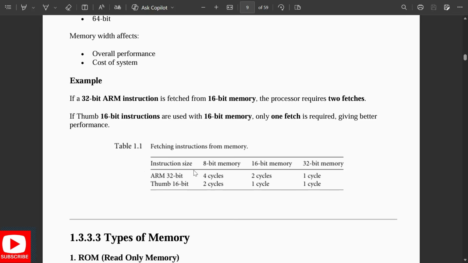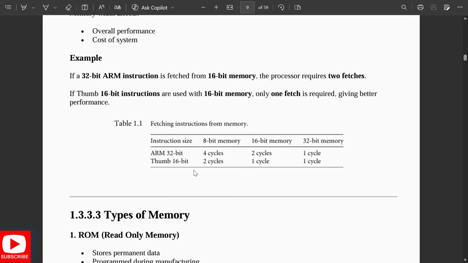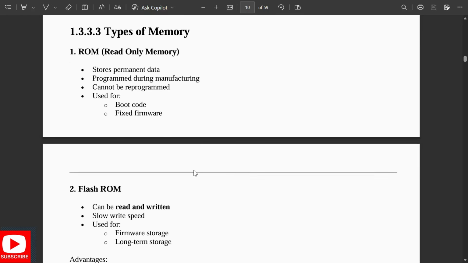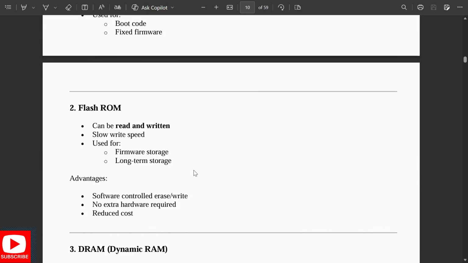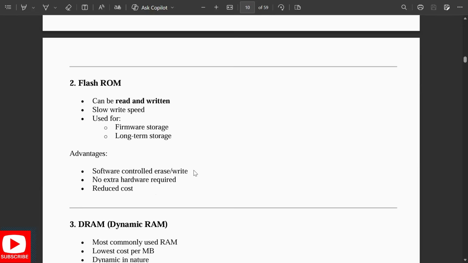So if the 16-bit instructions are used with a 16-bit memory, then only one fetch is required, which gives better performance. So this matters a lot. Next we have the types of memory we learned in the previous video. ROM, read-only memory, holds permanent data, is programmed during manufacturing itself, cannot be reprogrammed, and is used for boot code or fixed firmware. Flash ROM can be read or written, has slow writing speed, and is used for firmware storage, that is software storage and long-term storage.